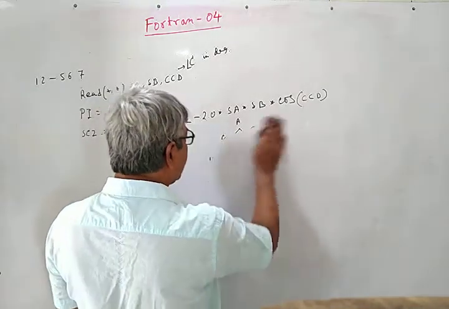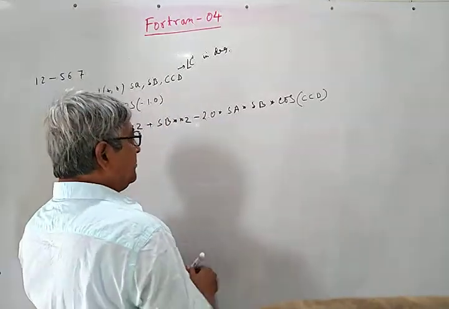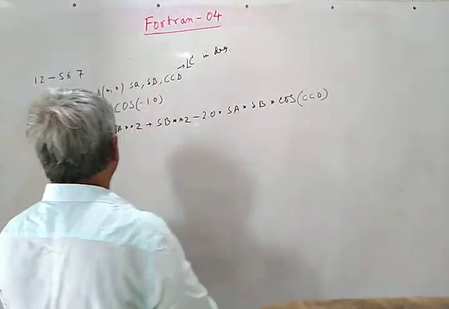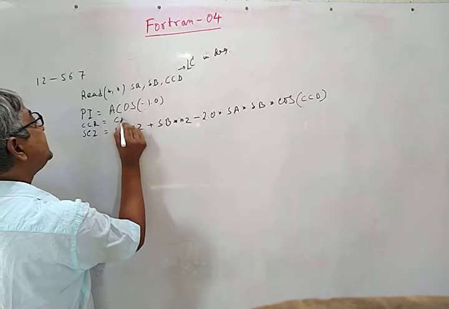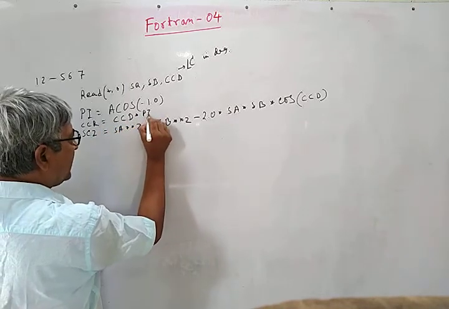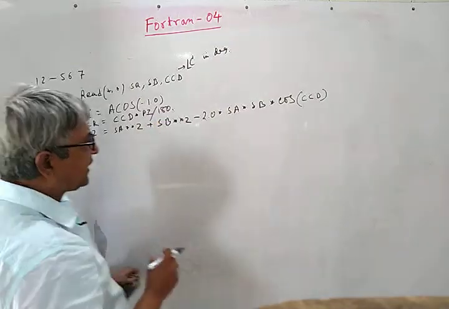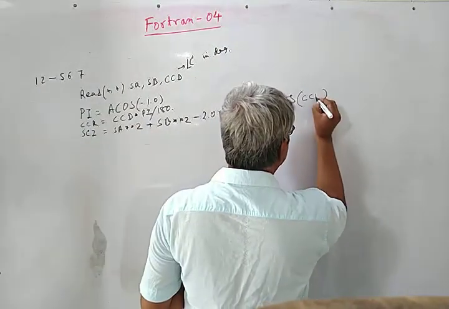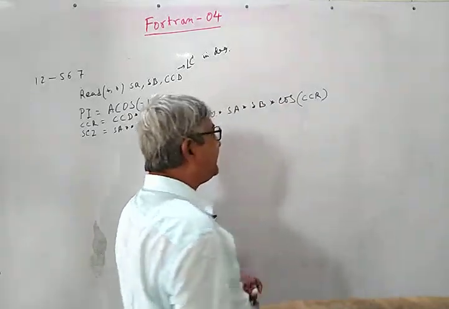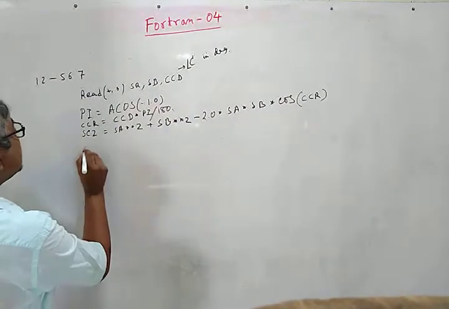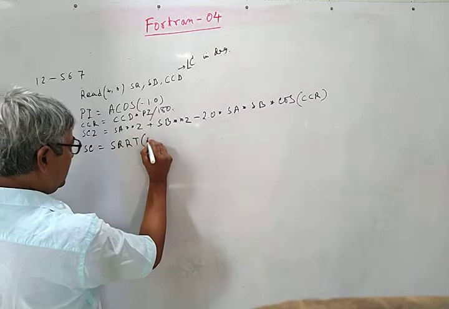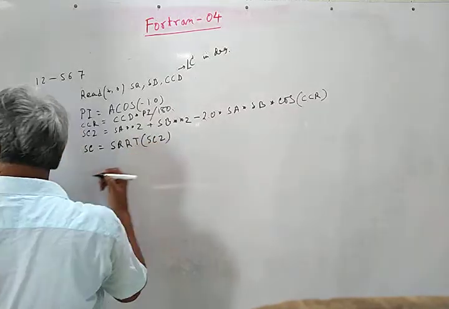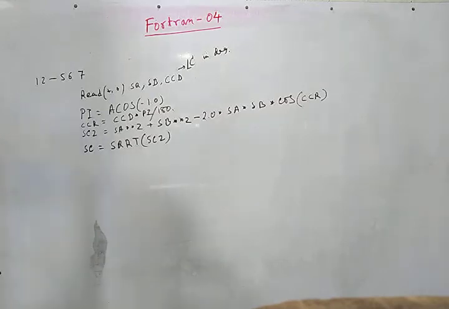Yes, there is a mistake in the programming, because this angle has been provided in degree. So we first calculate CCR. This is CCD star pi by 180. So the correct statement would be this is CCR, capital C in radian. Then small c is equal to small c2. Then we have found out the third side.